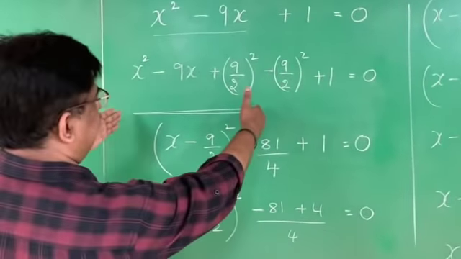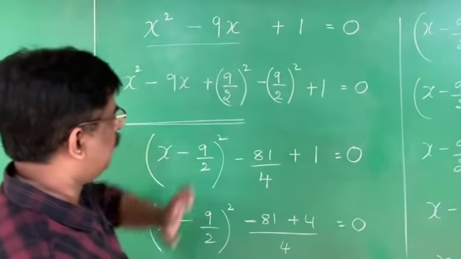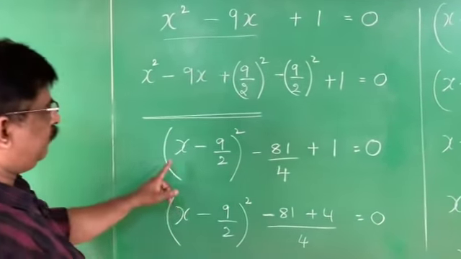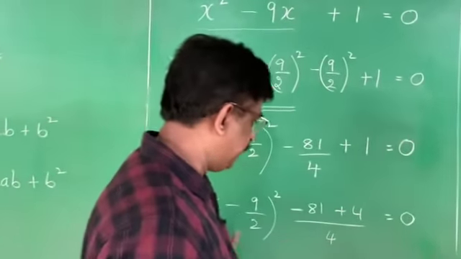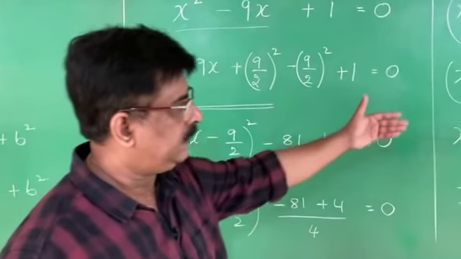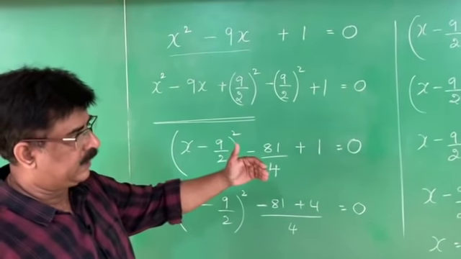Now we identify the first three terms. It is in the form of a square minus 2ab plus b square. Therefore, I can write this in the form of a minus b whole square. The remaining part is the simplification part. Simplify, and I can get the answer, the roots of the quadratic equation.